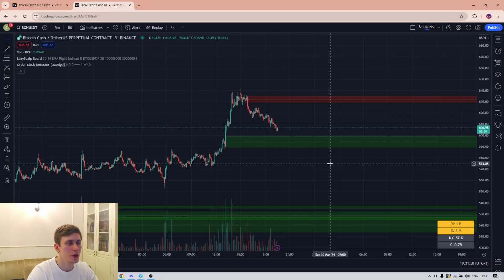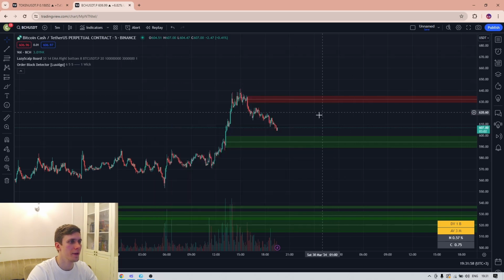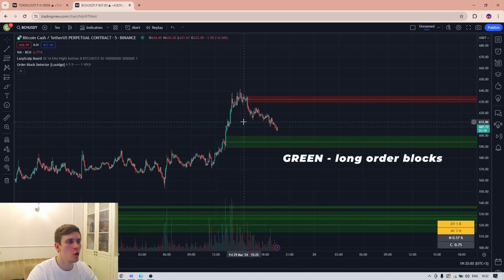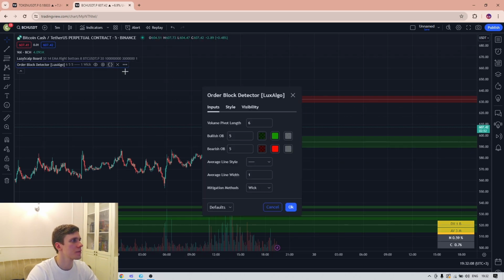The indicator that we use can be found in this tab, in Indicators: Order Block Detector from LuxAlgo. We select this. It shows us long order blocks in green and short order blocks in red. We go to Settings, Inputs tab. I have chosen such parameters for sensitivity. It's very suitable for scalping on 1 or 5 minute time frames.